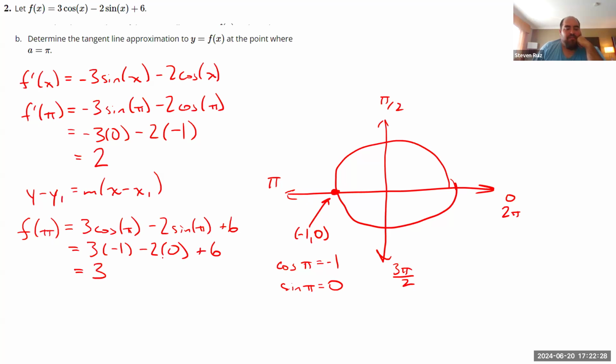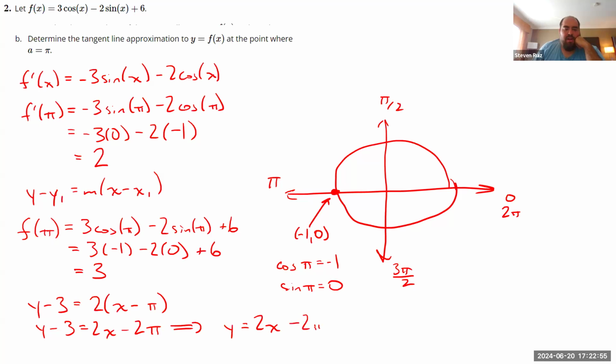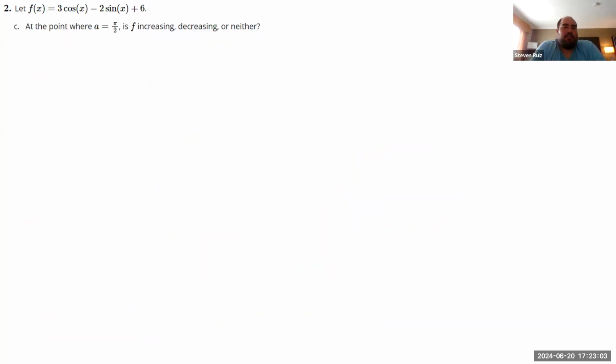So now I have values for x1, y1, and m. So y minus 3 equals 2 times x minus pi. So y minus 3 equals 2x minus 2 pi. Move some things around, and I get y equals 2x minus 2 pi plus 3. So that is a good equation for our tangent line. Moving on to part C.